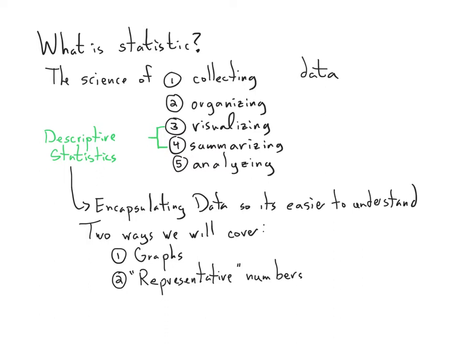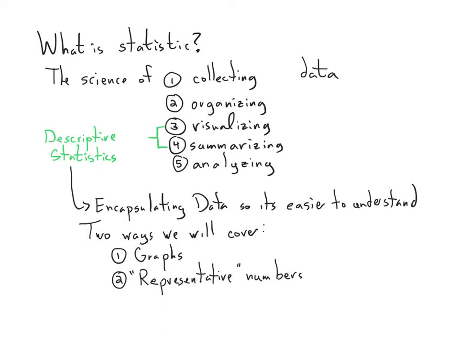So how to collect data, that's really important. You want to make sure you're collecting data in a way that makes sense for the problem that you're studying. So you want to make sure that you're collecting data in a non-biased way, so you're getting a good picture of the problem that you're studying. Organizing data is making sure that once you have this data that you've collected, that it's in some sort of usable form. So once you've collected it, you need to organize it.